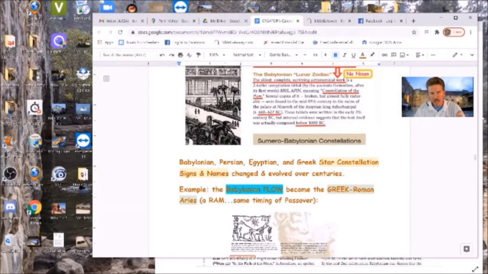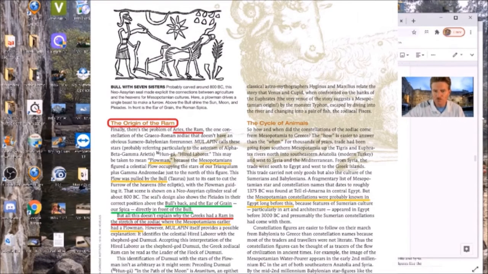So continuing on here, the Babylonian, Persian, Egyptian, and Greek star constellation signs and names changed, and they evolved over the centuries. If you look into this, and some of you already know, it's an example, just giving you one example here. The Babylonian plow became the Greek Roman Aries, a ram. Went from a plow to a ram. The same timing, though, of Passover in the spring. I'm going to blow this up so you can see it better in my video.